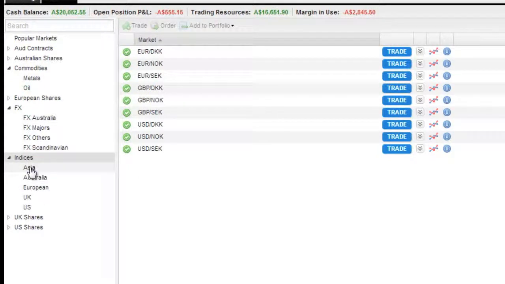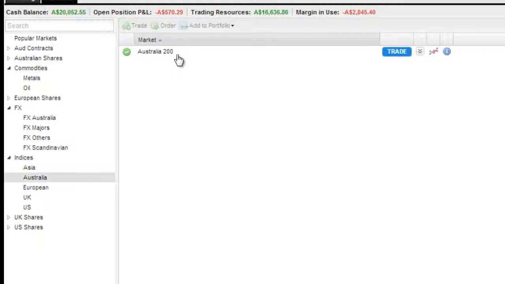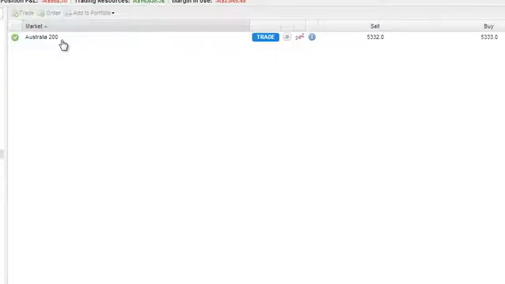Indices, we've also got many different indices to trade, all with very tight spreads. If we have a look at the Australian one, that's the Aussie 200, so that's the cash equivalent of the SPY. Looking at the Asian markets here, we've got the Hong Kong market, it's just closed at the moment. We've got the Japanese yen, which is trading as we speak here.